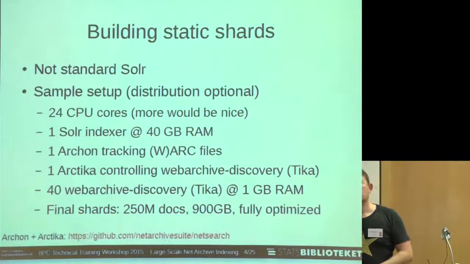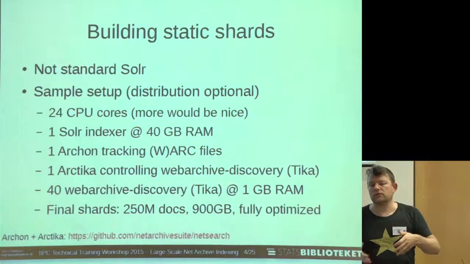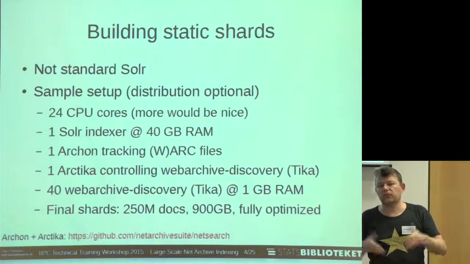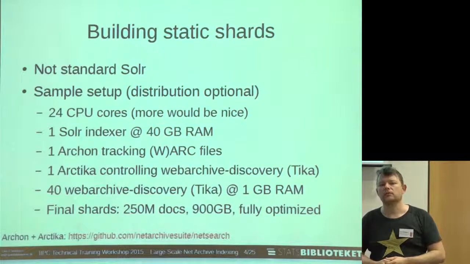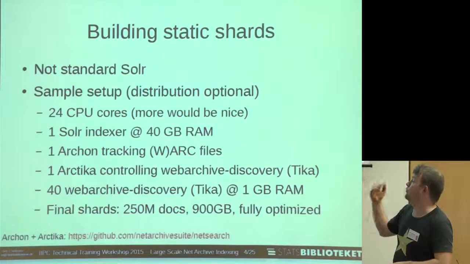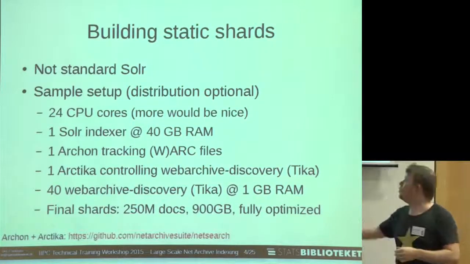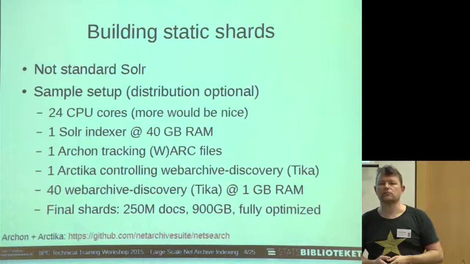Yes? The 250 million docs, what kind of docs are we talking about? That is web resources: the images, web HTML pages, PDFs, whatever you have in your web archive. Around 250 million. I think it differs between about 200 and, I think, 330 million in one chart. All right, we don't really care. We care more about the size of the index.